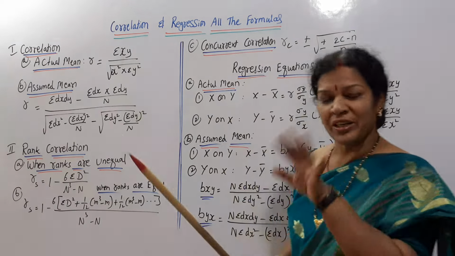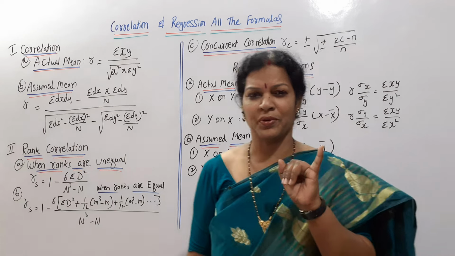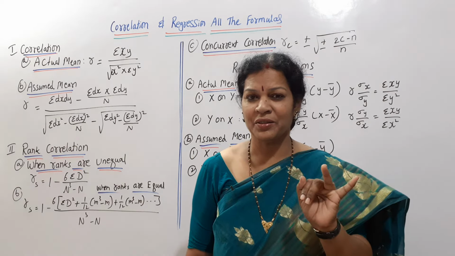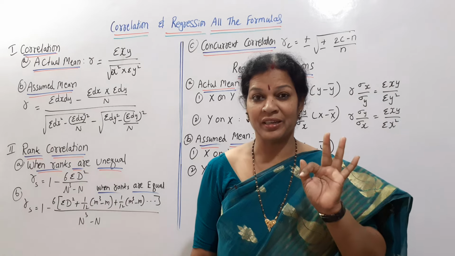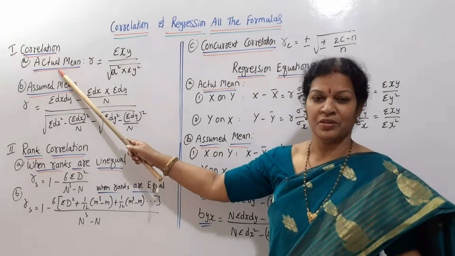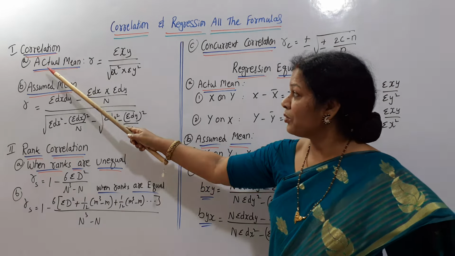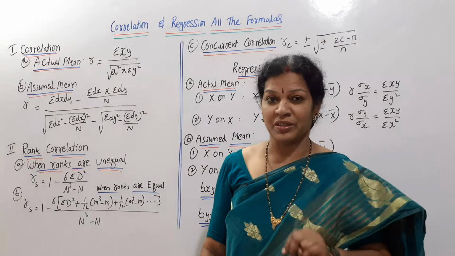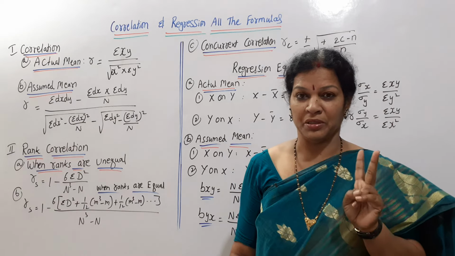Now, in correlation we have discussed, first of all, the normal correlation. Then after that we have discussed rank correlation and concurrent correlation. First of all, the first correlation, you can say it as r. In correlation we have discussed two methods: actual mean and assumed mean method.